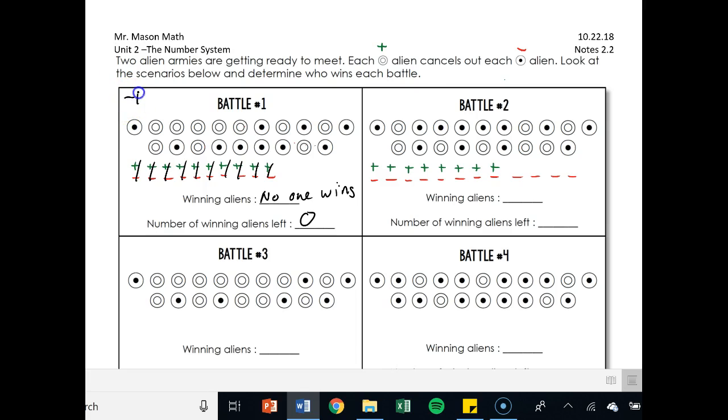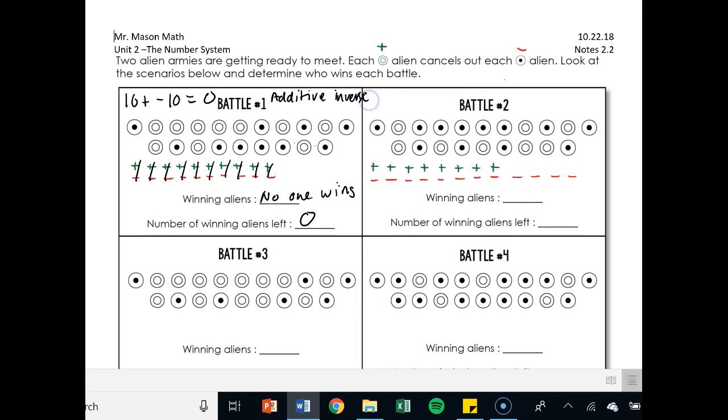So this is basically saying 10 positives, plus negative 10, is equal to 0. Right? Basically, when you add a number and its opposite, you'll always get 0. That is called the additive inverse.